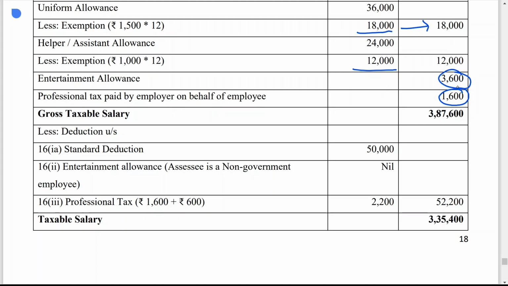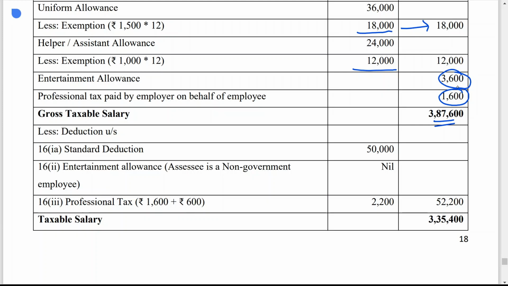Now from that you will get three deductions. Less: deduction under section 16(ia), standard deduction. Here the salary is more than 50,000, 3,87,600. So gross salary is much more than 50,000, so the full standard deduction of 50,000 is available. The rule of standard deduction is that if your gross salary is more than 50,000, then the full 50,000 is available, and it is available to individual and HUF.